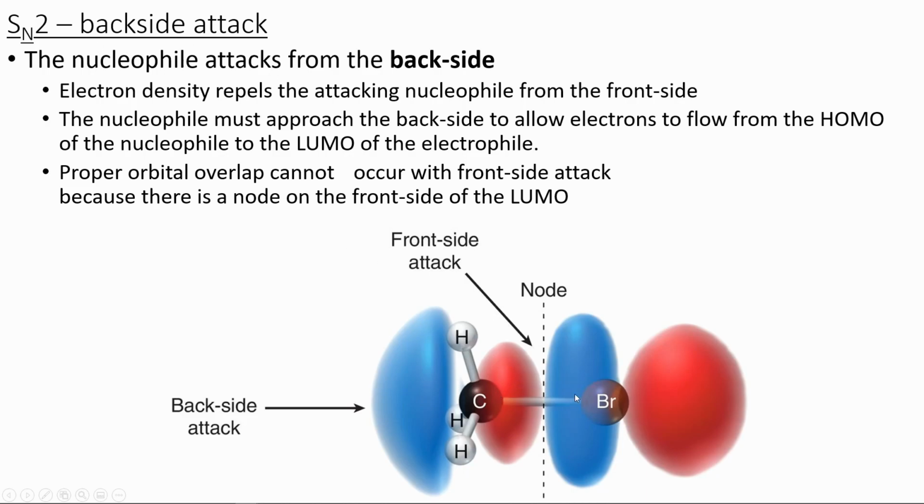So if we look at the carbon-bromine bond, we have the antibonding orbital here, and that backside is where the nucleophile will attack from. The electron density repels the nucleophile from attacking from the front side. The nucleophile must approach from the backside to allow the electrons to flow from the HOMO of the nucleophile into the LUMO of the electrophile.